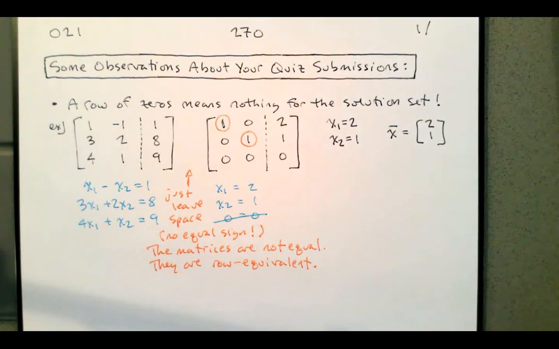So they're not equal matrices, they're row equivalent matrices. They correspond to linear systems with the same solution set, but that does not make the matrices themselves equal.